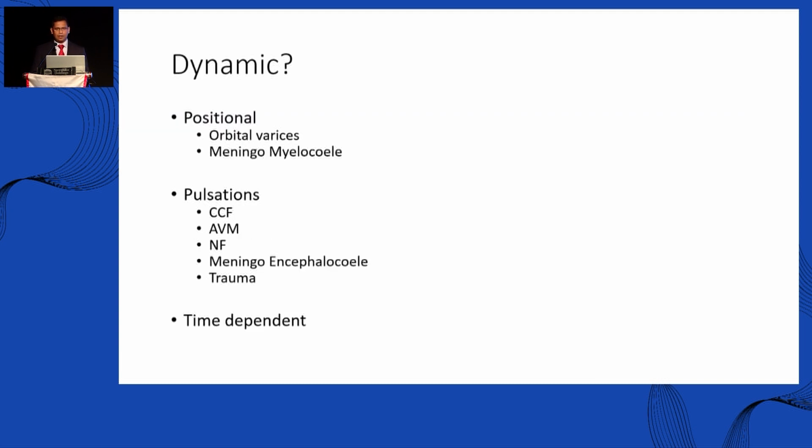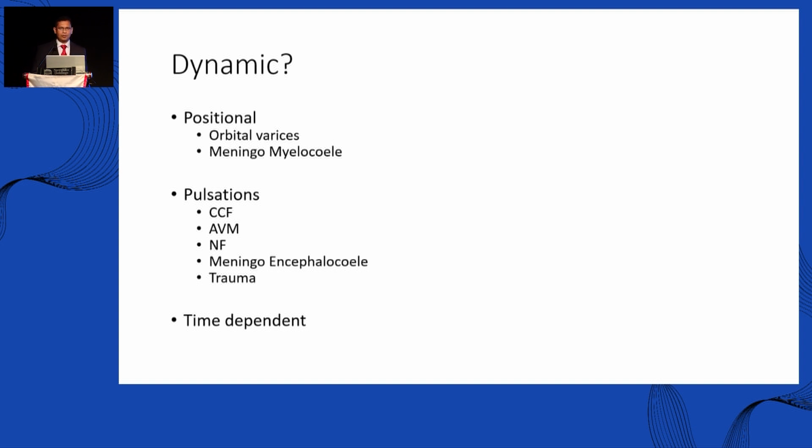The next thing is whether it's dynamic: whether it's proptosis all the time, or does it change with your position or Valsalva maneuvers, and whether it's pulsatile. Those are the things that you can observe. As you know, the positional ones are the orbital varices. So sometimes you might find a proptosis at one time and sometimes enophthalmos. Meningocele and meningoencephalocele are important differentials you have to think of, because if you plan surgery without thinking of these things, you might end up in trouble.